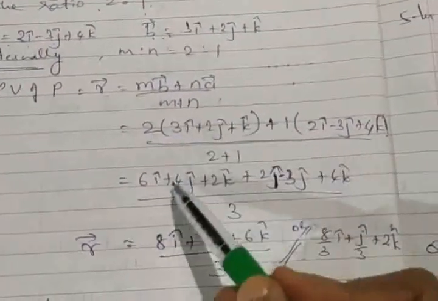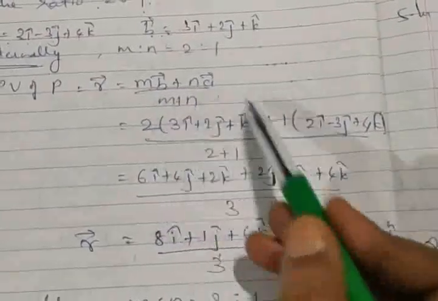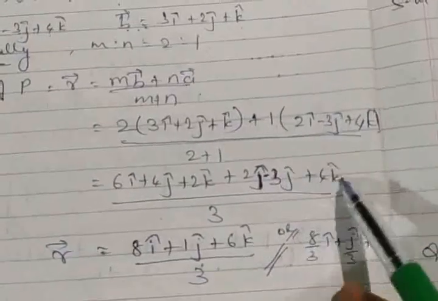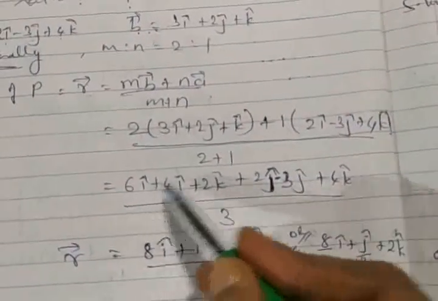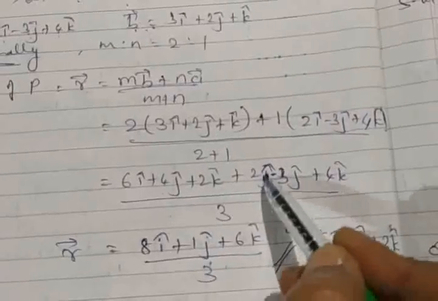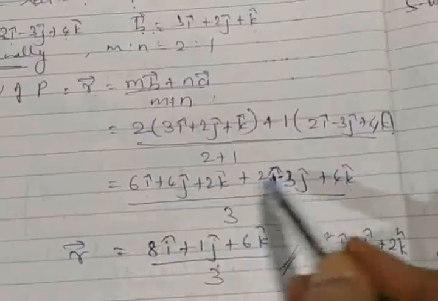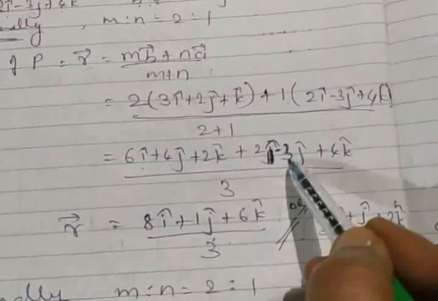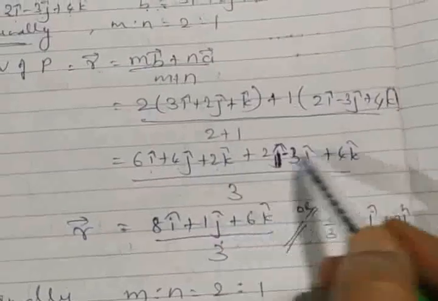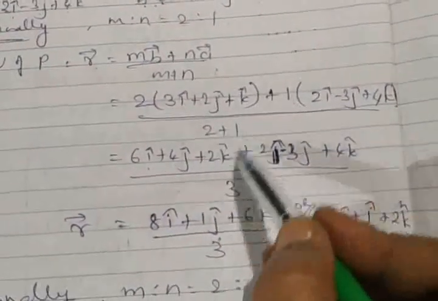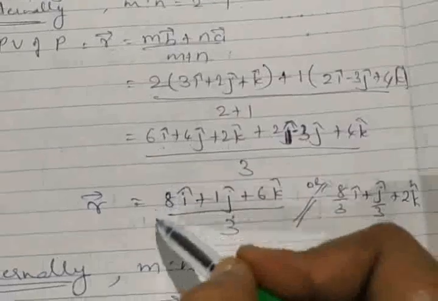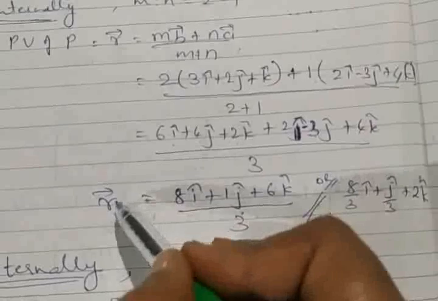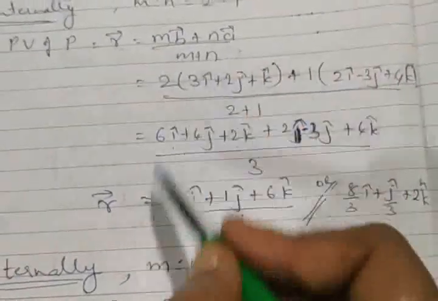So 2 3s are 6i, here we have 4j, 2 1s are 2k, plus 2i minus 3j plus 4k. Simplification should be done first. For i we have 2 and 6, so we have 8i. For j, 4 and minus 3, we have plus 1j. For k, 2 plus 4 is 6k, whole divided by 2 plus 1, which I have taken as 3. This is what we expect: the position vector of P which divides internally in the ratio 2:1, the given data.